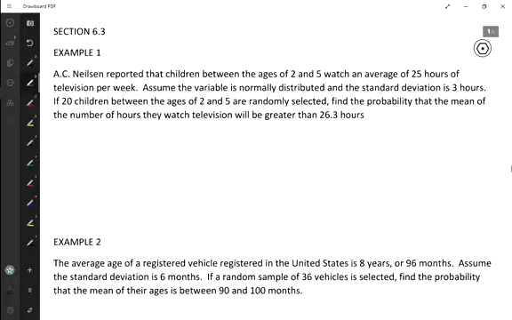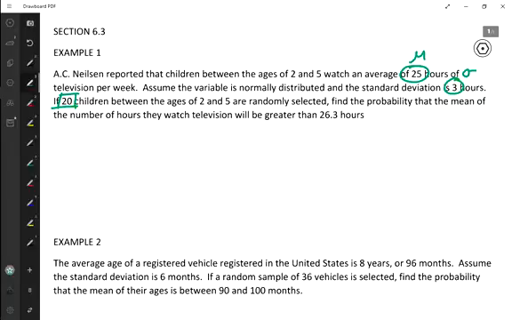It says A.C. Nielsen reported that children between the ages of 2 and 5 watch an average of 25 hours of television per week. Assume the variable is normally distributed and the standard deviation is 3 hours. So key information, 25 is our mean, and the 3 is our standard deviation. It says, not if one child, but if 20 children between the ages of 2 and 5 are randomly selected, find the probability that the mean number of hours they watch television will be greater than 26.3.